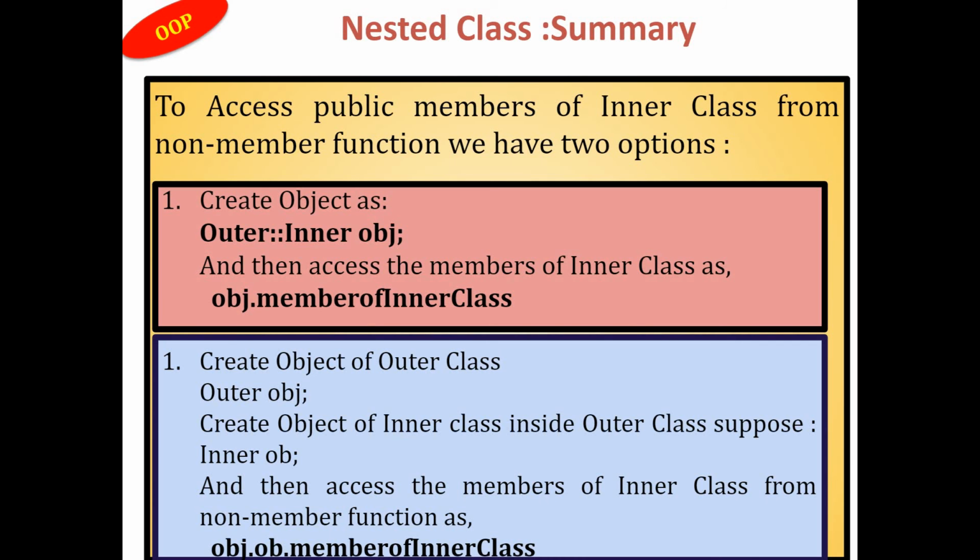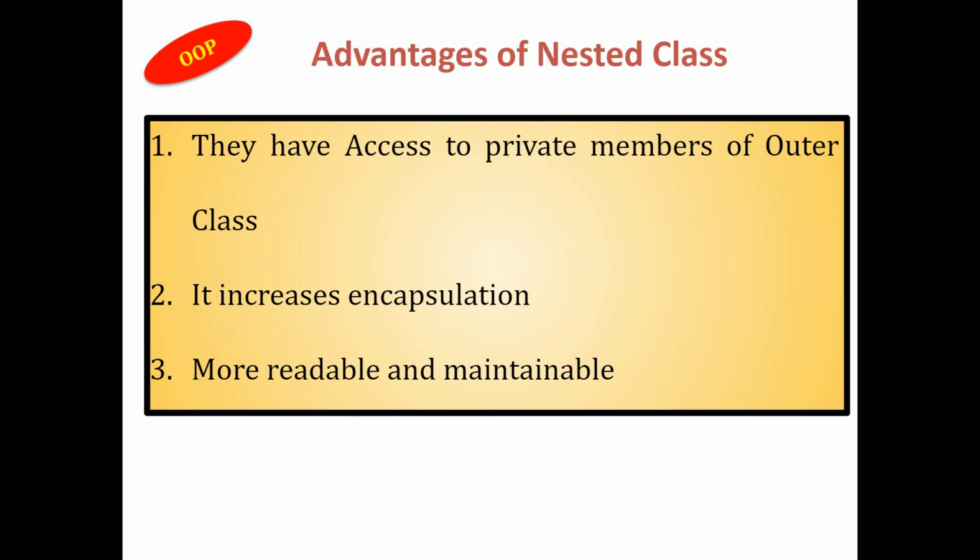So to access the public members of the inner class from a non-member function, there are two options. First, you create the inner object using the outer scope resolution operator and then access the members of the inner class. Or second, create an object of the outer class, with an inner object inside the outer class, and then access the member of the inner class using ob.obj.member. The advantage of a nested class is that it can have access to the private members of the outer class, and it increases encapsulation and is more readable and maintainable.